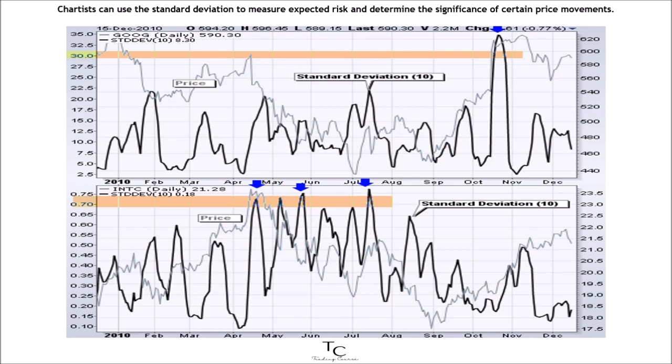Chartists can use the standard deviation to measure expected risk and determine the significance of certain price movements. Standard deviation values are dependent on the price of the underlying security.